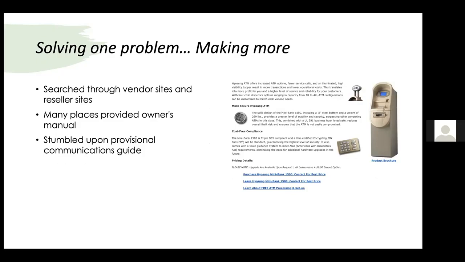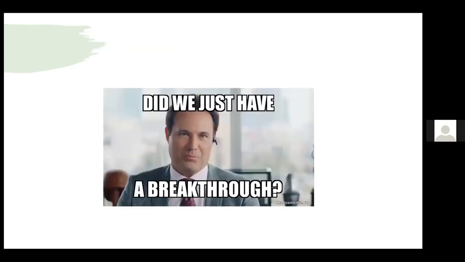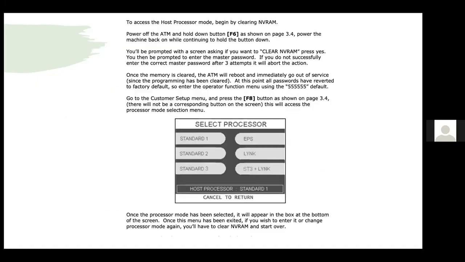Of course, those aren't available, but we did find some other information. We originally found the product sales brochure, which says it supports up to Windows CE and triple DES encryption, which is Visa certified, so definitely secure. But we also learned that there was a provisional communications guide that we were able to obtain. We thought, okay, great, this is going to be easy from now on. Unfortunately, it wasn't so simple.